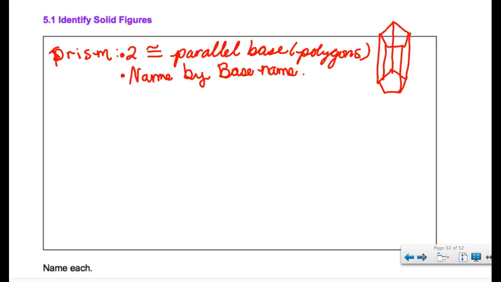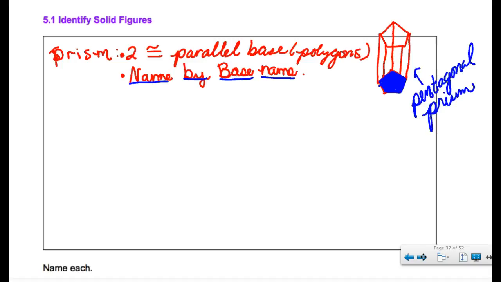And right here on the bottom, we call this the base. Notice I have 2 congruent parallel bases. When I name this, because this is a pentagon on the base, and I said you name it by the base name, I would call this a pentagonal prism, or a pentagonal, but I think it's more commonly called a pentagonal prism.